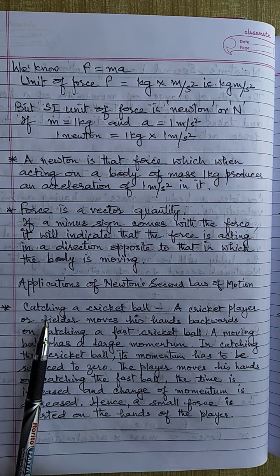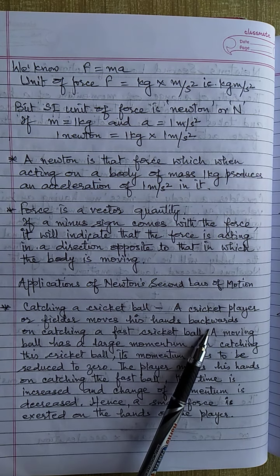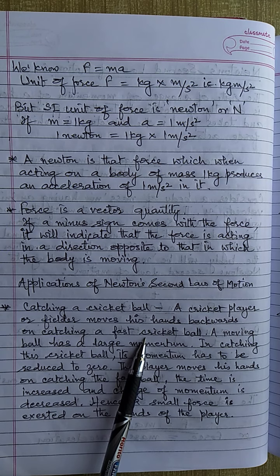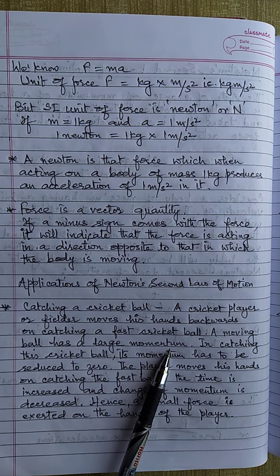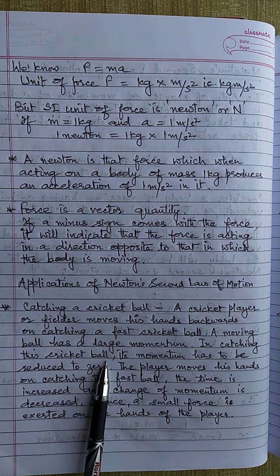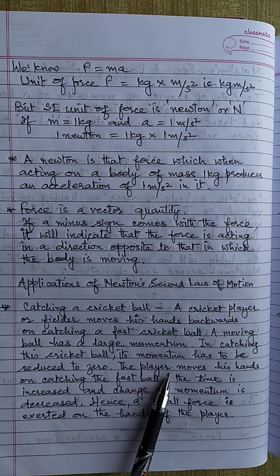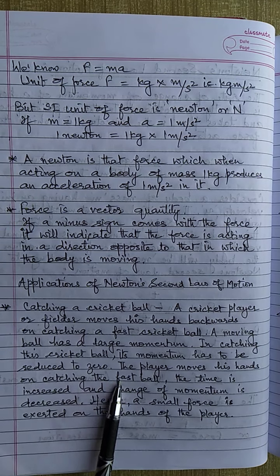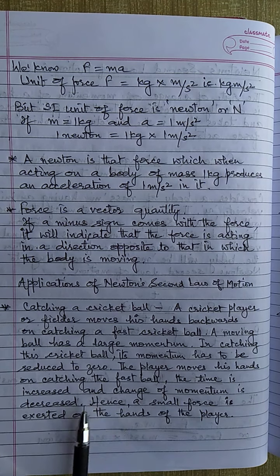Now, application of Newton's second law of motion. For example, catching a cricket ball. A cricket player or fielder moves his hands backward on catching a fast cricket ball. A moving ball has a large momentum, so in catching this cricket ball, its momentum has to be reduced to 0. When the player moves his hands while catching the fast ball, the time is increased and the rate of change of momentum is decreased.